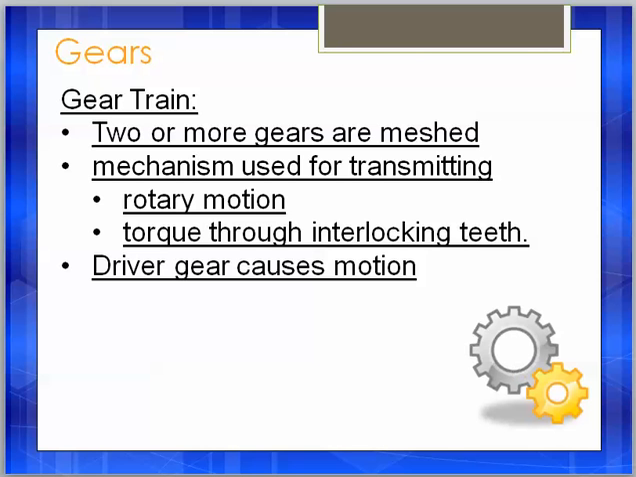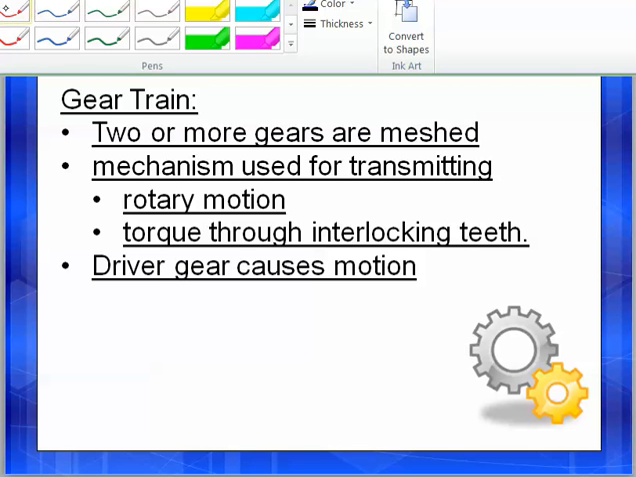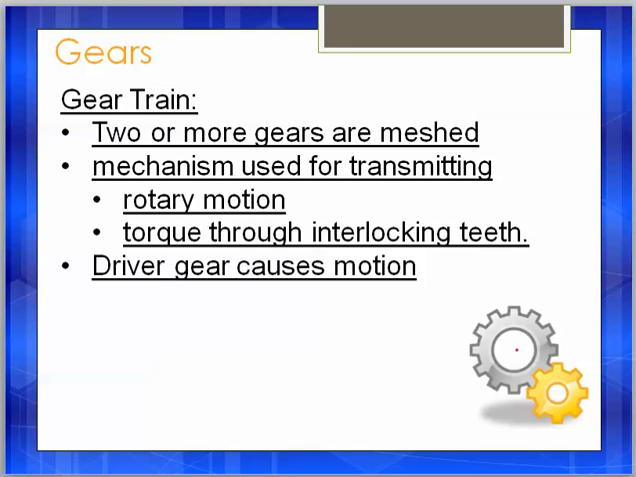And then a driver gear is the gear that causes motion. What I want to explain to you here is, let's say this is the one that's being driven by an axle, by some type of motor. This one is spinning and it's causing this one to spin. So this one right here would be the driving gear, the gray one.